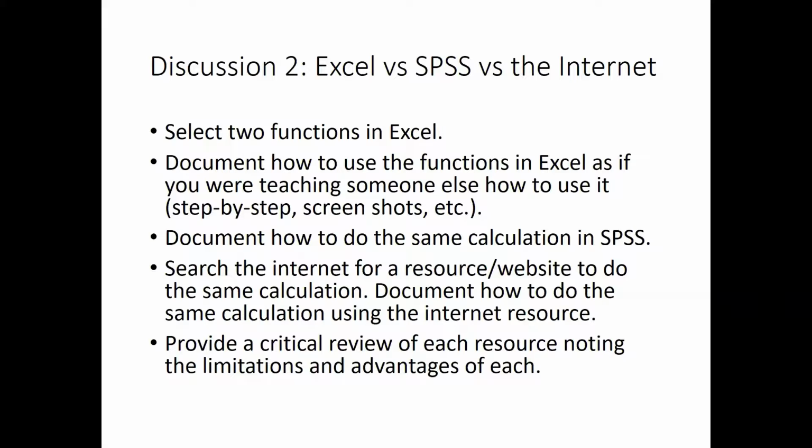And then what I want you to do is find some sort of resource or a website on the internet that also does it for you. Find a resource that does it for you, and then document how to do it step by step there as well. So 3 different sets of steps. And then I want you to be critical. Write a critical review of each resource, noting the advantages or limitations of each one. You don't have to tell me this is the one that I would use, but be critical of each one and show the advantages of each one.